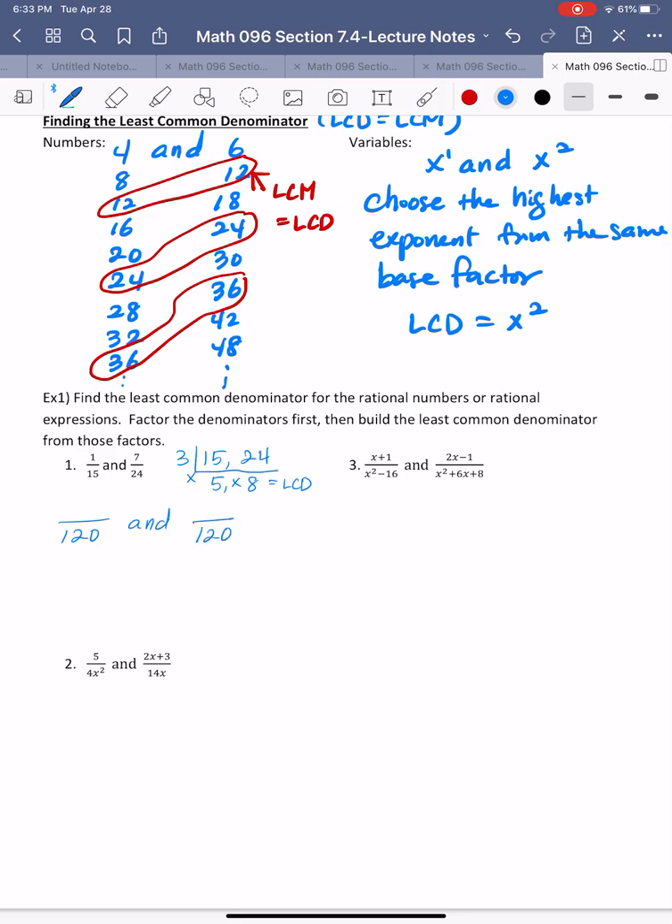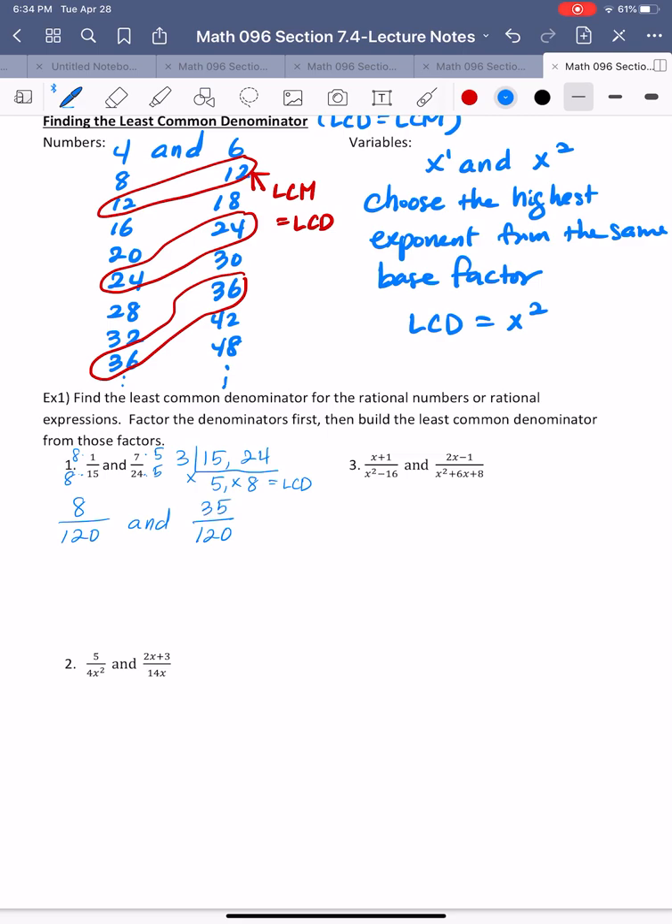Once you have 120, now we have to find the equivalent expressions. 120 divided by 15 is 8, so you multiply by 8. And 120 divided by 24 is 5, so you multiply by 5, which gives 35.